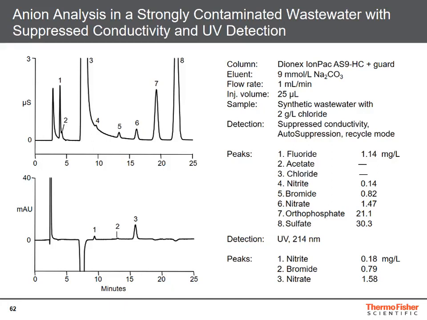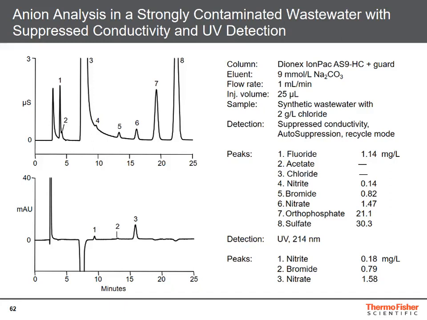The bottom chromatogram represents UV detection, and we can easily see that the 3 UV absorbing ions, nitrite, bromide, and nitrate, can easily be quantitated under these conditions. We also see one strongly negative peak and later on 2 smaller negative peaks appearing in the chromatogram.